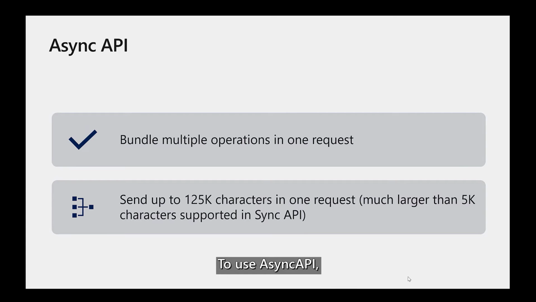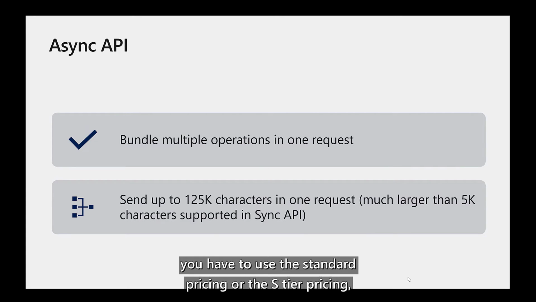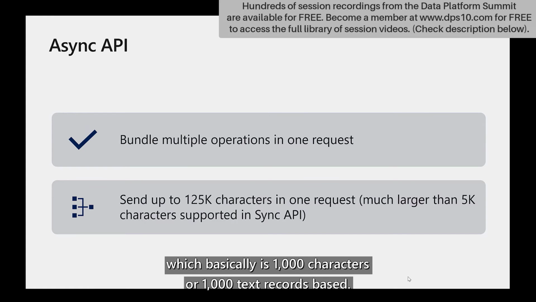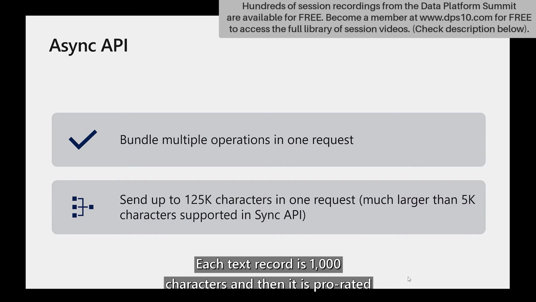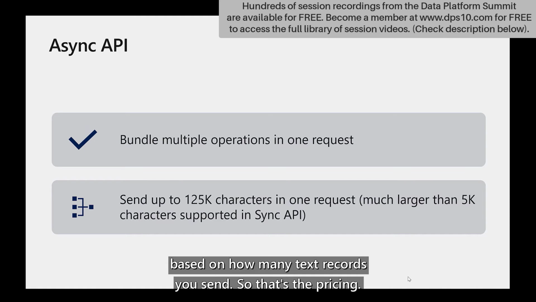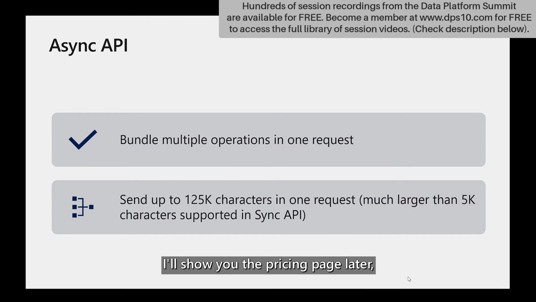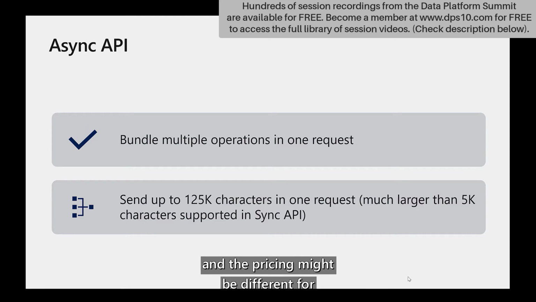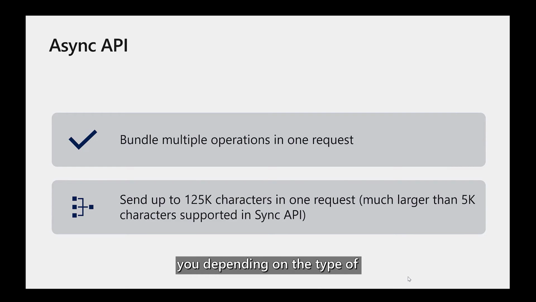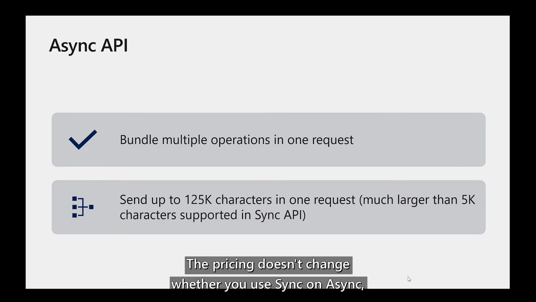To use async API, you have to use the standard pricing, or the S tier pricing, which is 1,000 characters or 1,000 text records based. Each text record is 1,000 characters, and then it is prorated based on how many text records you send, right? So that's the pricing, and I'll show you the pricing page later. The pricing might be different for you depending on the type of enterprise agreement you have with Microsoft, but I'll show you the pay-as-you-go generic pricing. So the pricing doesn't change whether you use sync or async.